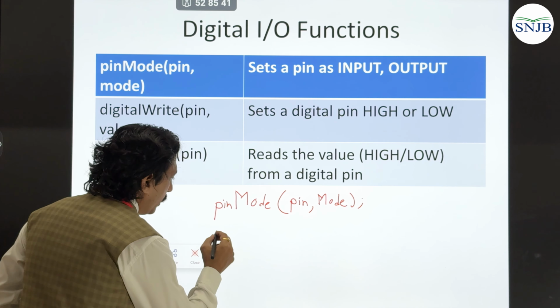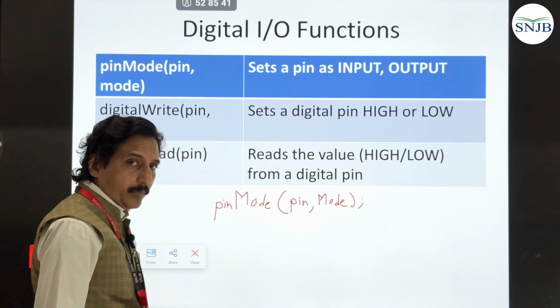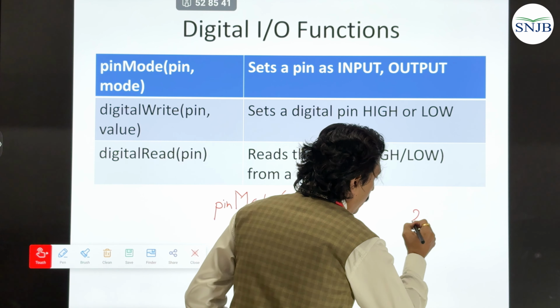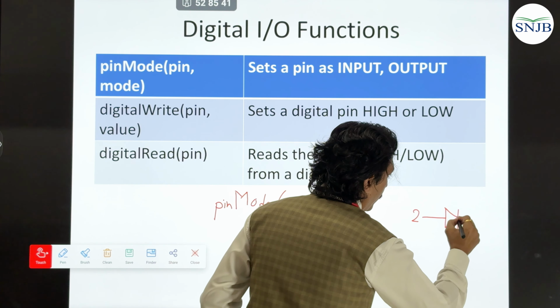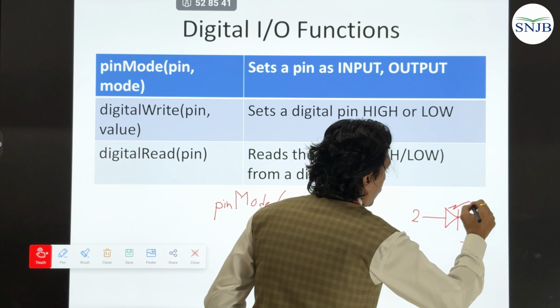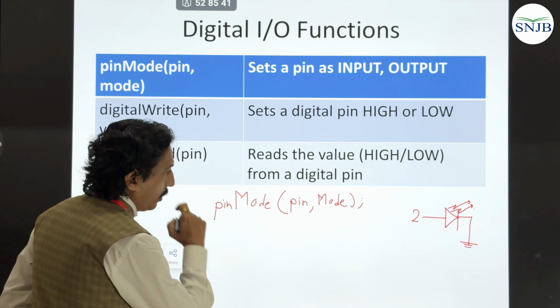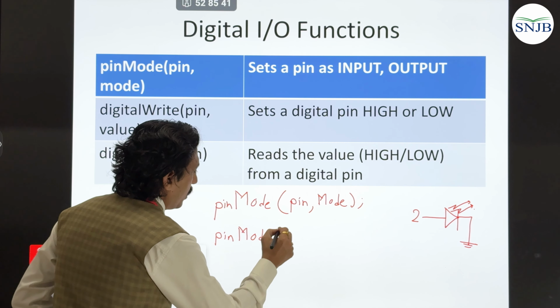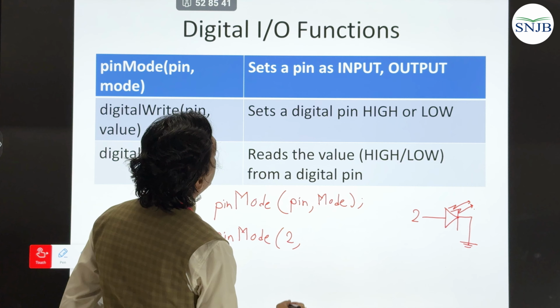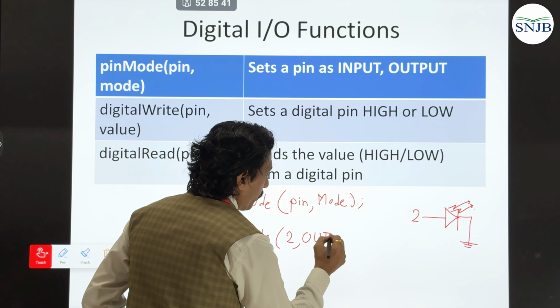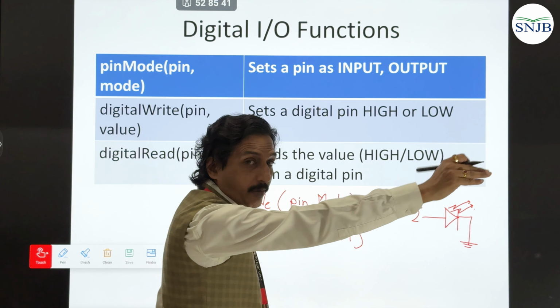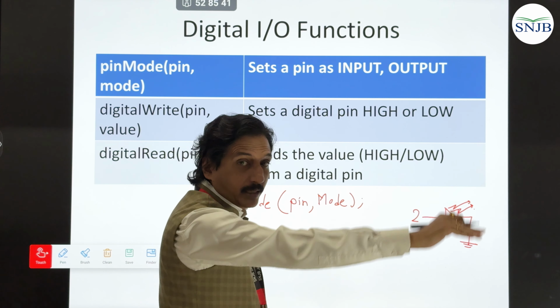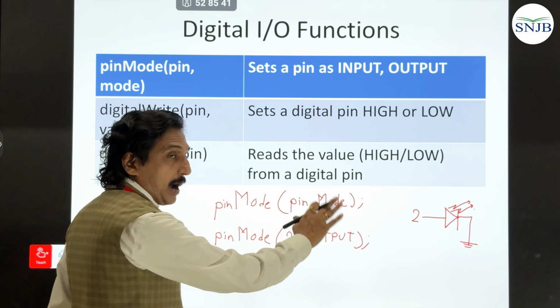So how to write this for one particular pin? For example, on pin number 2 one light emitting diode is connected. On pin number 2 one light emitting diode is connected. So here pinMode, this is pin number 2, and mode we have to write is output, because this is an output device, that's why we have to write like this. So pinMode 2 comma OUTPUT. So pin number 2 is configured as an output pin.